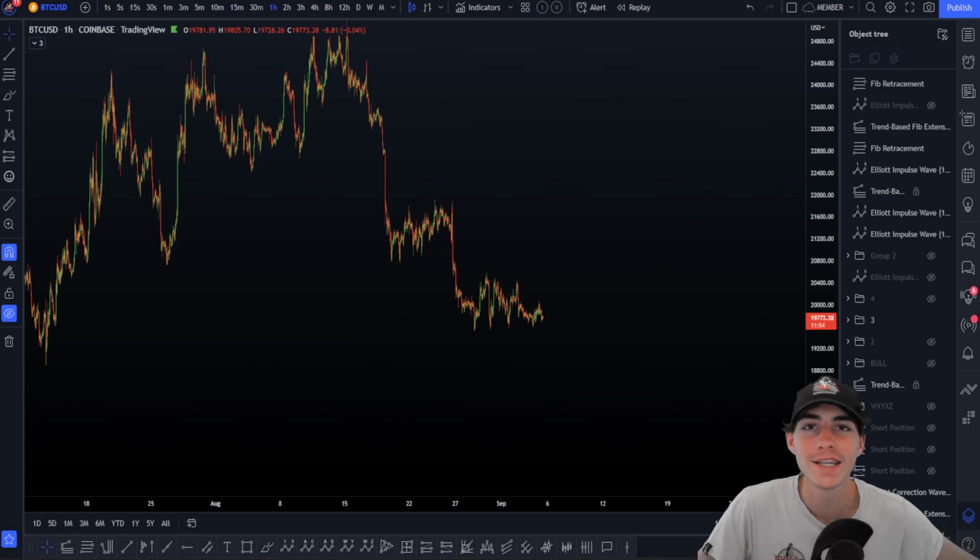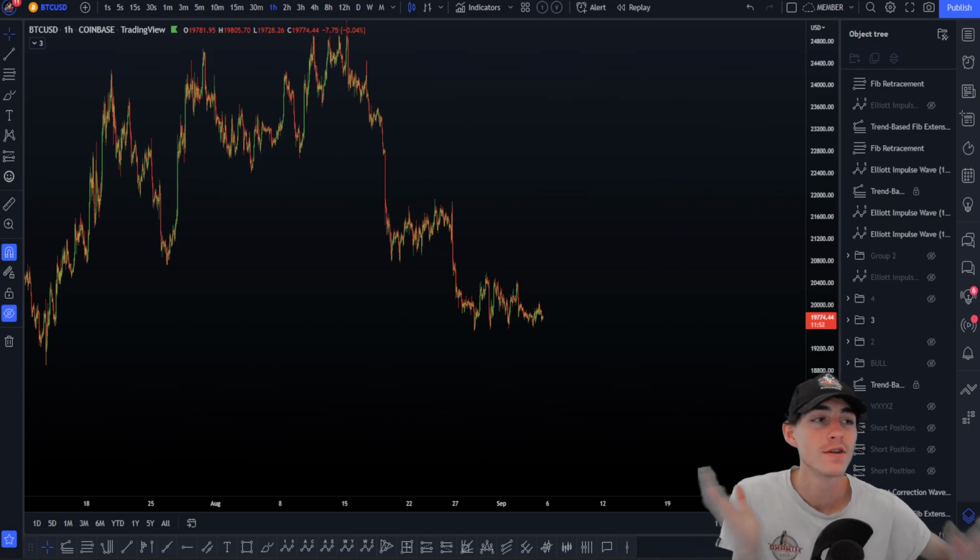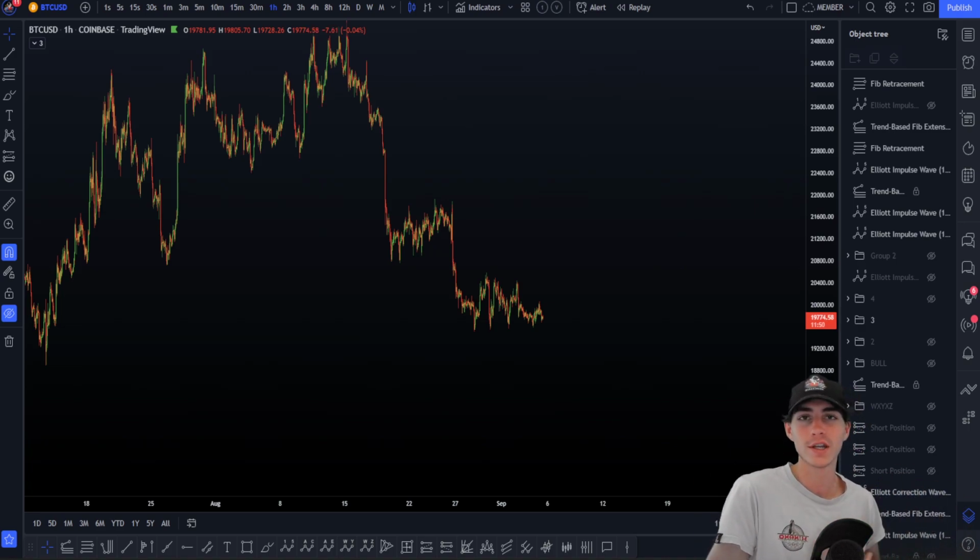Welcome to this new technical analysis on Bitcoin, where we are going to update the wave. We're going to see what we can expect next and just update the chart since the last update.